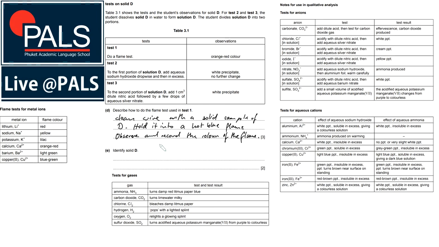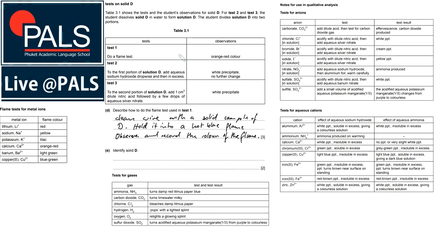A splint soaked in a concentrated solution of solid D, so we would have to make a concentrated solution of it, and then we can hold the splint into the flame. That works as well. Or a clean wire with a solid sample. And yeah, hold it into a hot blue flame of a Bunsen burner and then observe the color change of the flame.